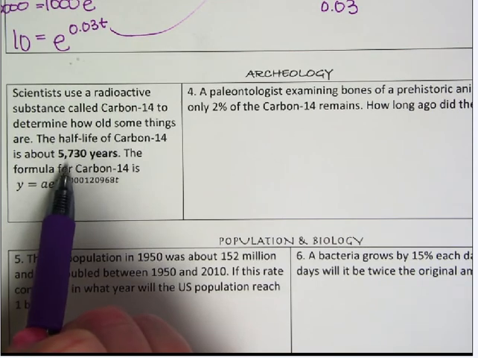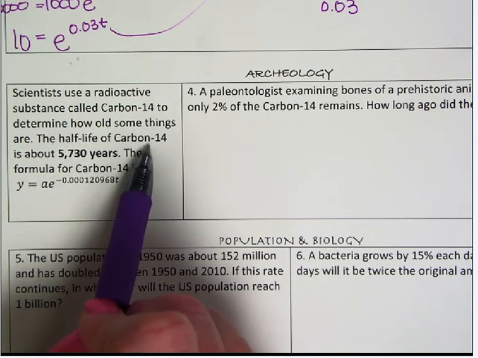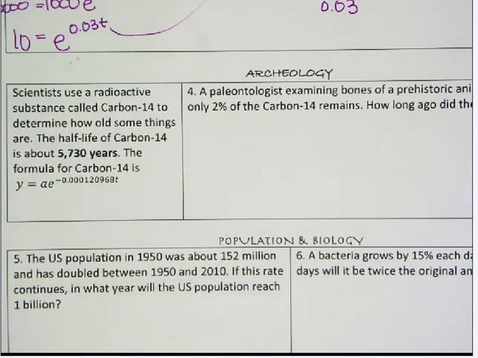What that means is if you had started with 100% of carbon-14 when you died, after 5,730 years, you would have 50% of your carbon-14 remaining. Okay, about 5,000 years and you still have 50%.